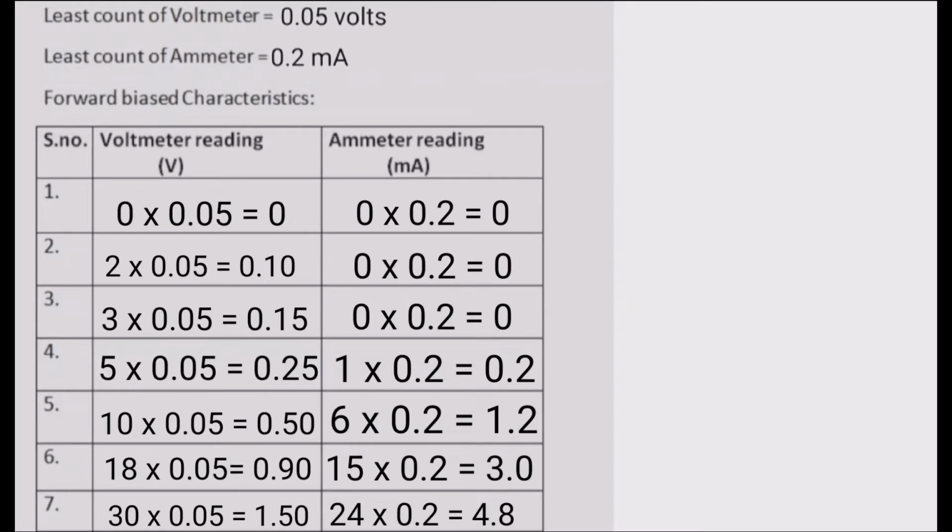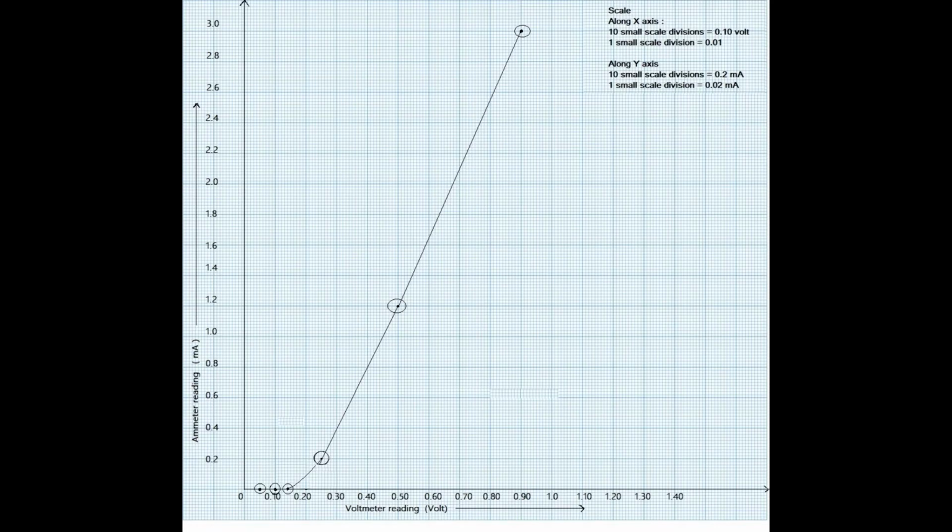Using this observation table, now we will plot the VI characteristics for the forward bias, and we have obtained this graph which is indicating the forward bias characteristics of a PN junction. Now proceeding to the reverse bias characteristics.